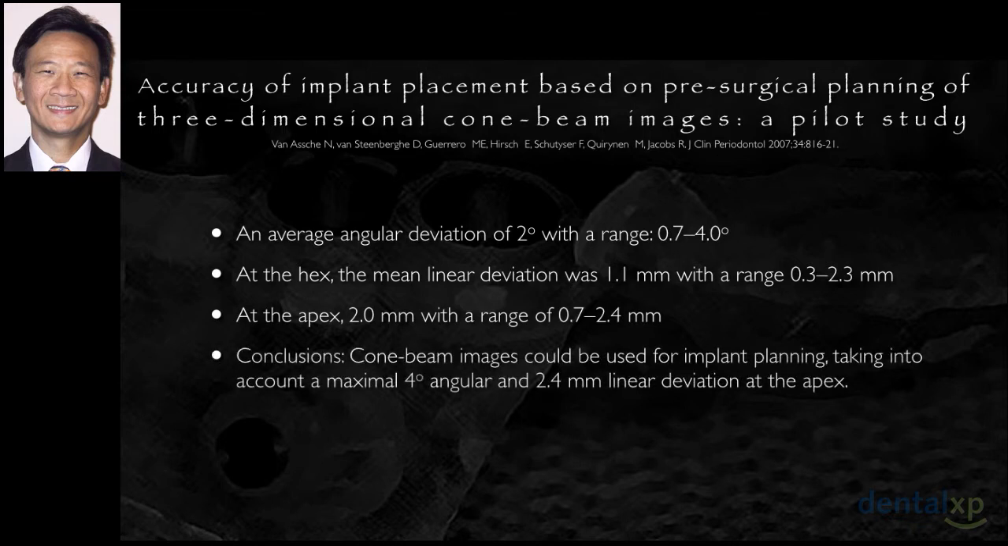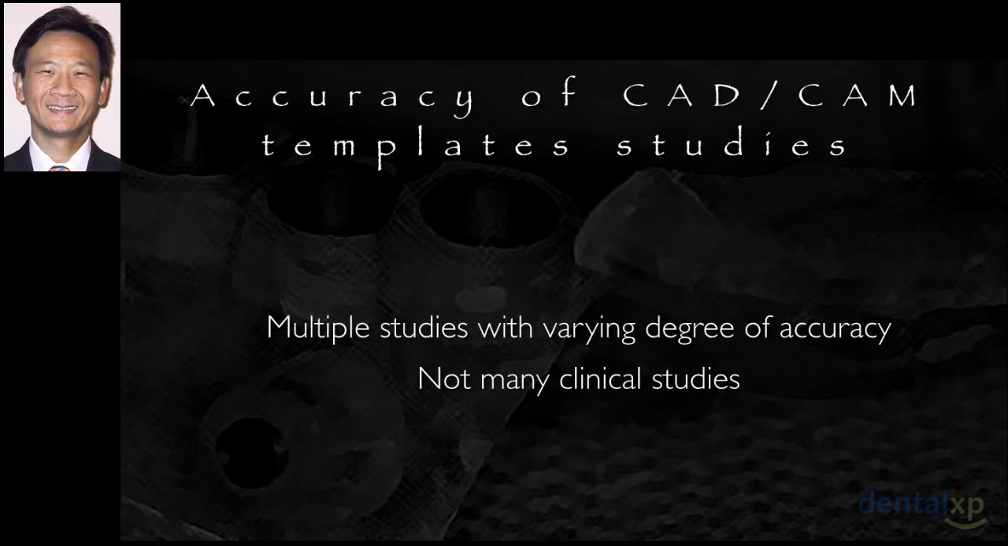They concluded that cone beam images could be used for implant planning, taking into account that we should look for the percentage of error of angular deviation, as well as the amount of error that's possible at the apex. This amount of error can vary from clinician to clinician and system to system, so it's important to understand what that error is for you. But again, there are very few clinical studies.